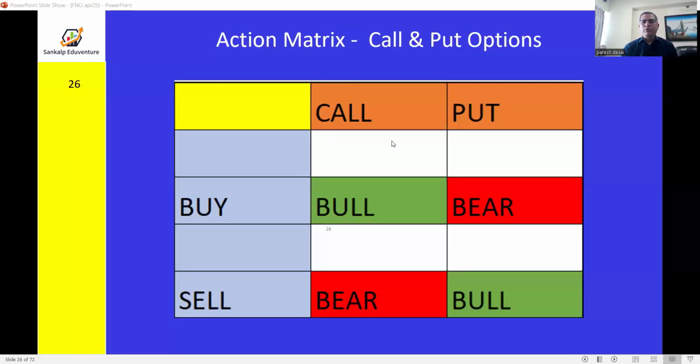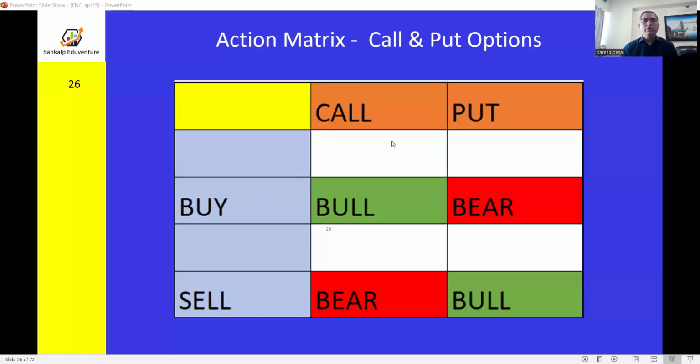Now we're coming to the third and, you can say, more interesting concept, which is called options. In options, there are two instruments. One is called a call and one is called a put. I'm just going to show you a matrix of what you can do with the call and the put. So, a call instrument and a put instrument.